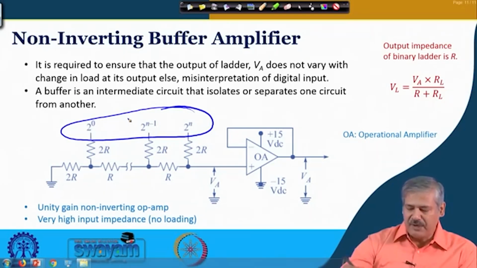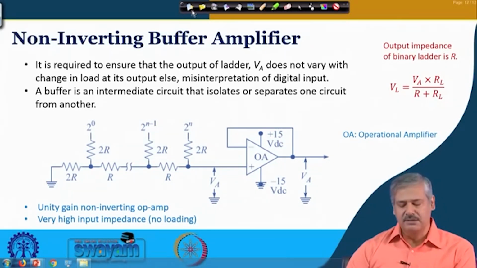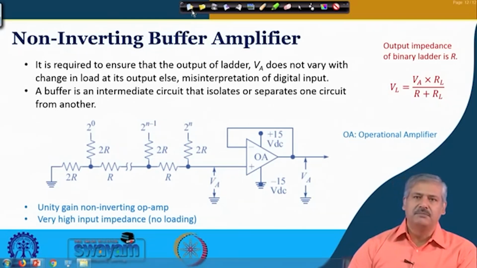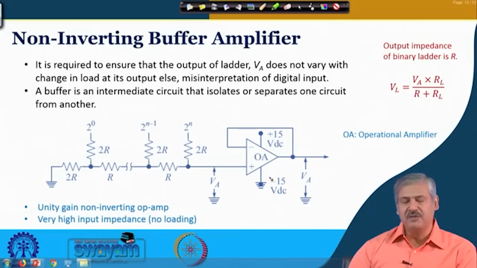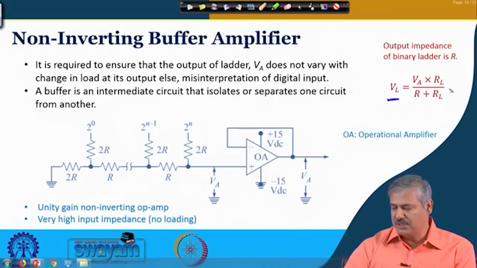So, this is our consideration at this point. A buffer is an intermediate circuit that isolates or separates one circuit from another. The circuit that we discuss here is an operational amplifier, op amp based circuit, connected in a non-inverting mode, and this is a unity gain. This provides a very high input impedance and does not load the circuit, and whatever is the input here, the output will be the same at that side. This is what I was telling, that the output voltage which changes with the load, that part we want to avoid.